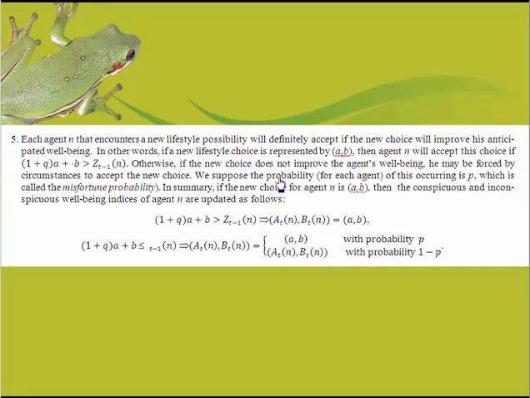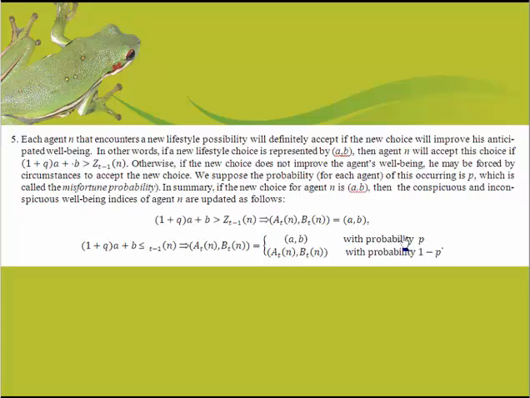Now, each agent who has a new lifestyle possibility doesn't necessarily accept that new lifestyle possibility. He'll accept it if he thinks that it will improve his anticipated well-being. So he makes a judgment on the basis of anticipated well-being. If the new lifestyle offer gives him an anticipated well-being that improves on his current anticipated well-being, then he will accept it. And if not, he may be forced to accept it with a probability P, which I call a misfortune probability.